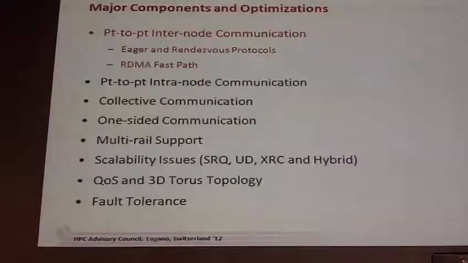Okay. So what I'll be talking about here, just like the MPI standard, I'll be touching on some of these issues like point-to-point, inter-node communication, how to get the best performance. Then I'll talk about intra-node communication, collectives, one-sided, multi-rail, and especially scalability issues. When you go into a very large cluster, how do you reduce your memory footprint and get the best performance? Then how do you enable quality of service and 3D? Some of the InfiniBand systems are being deployed with the 3D torus, so how you can configure it for that, and then talk about some fault tolerance aspects.